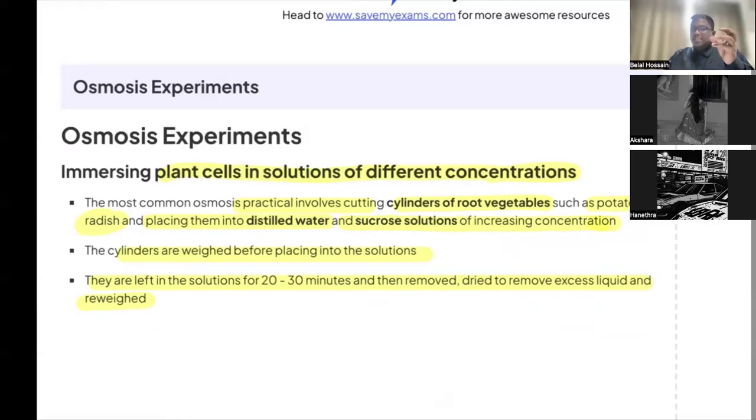Or maybe you have seen that when you went to a restaurant, when the food was being served, it had some sort of decoration of a vegetable. So in that particular sense, you have seen an experiment of osmosis.